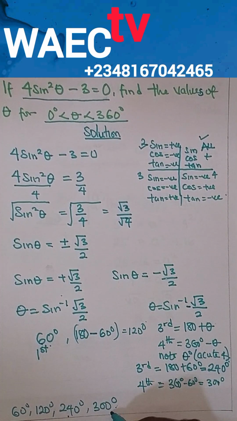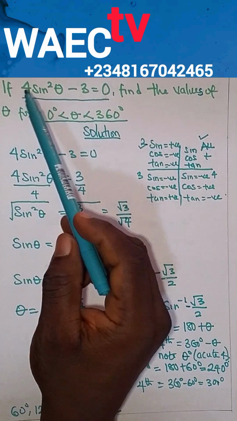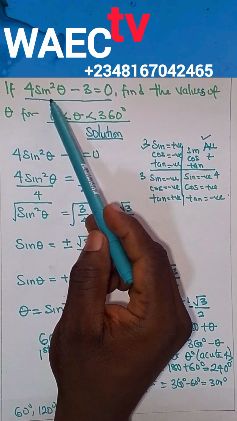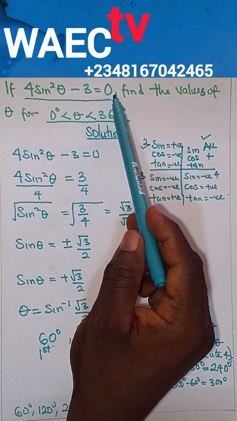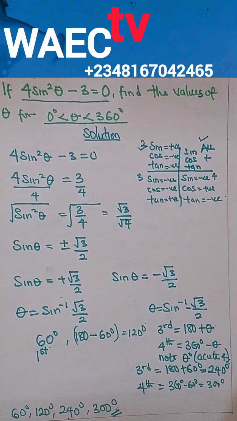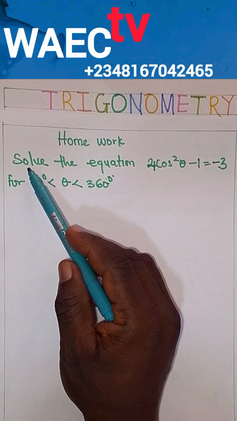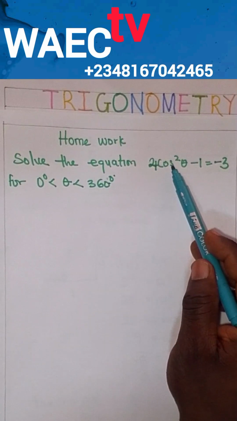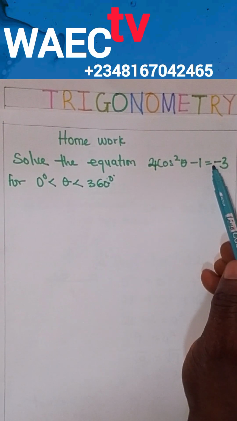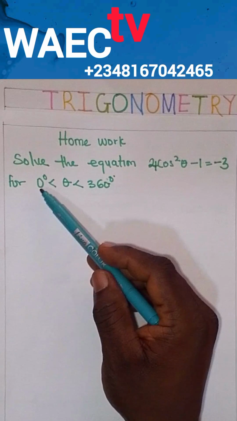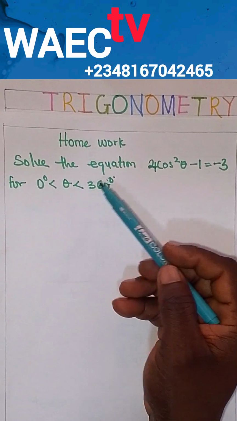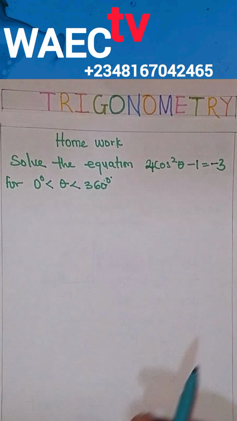These are the values of theta that will satisfy the equation 4 sine squared theta minus 3 equals 0. The homework for this class is to solve the equation 4 cos squared theta minus 1 equals minus 3 for 0 degrees less than theta less than 360 degrees.